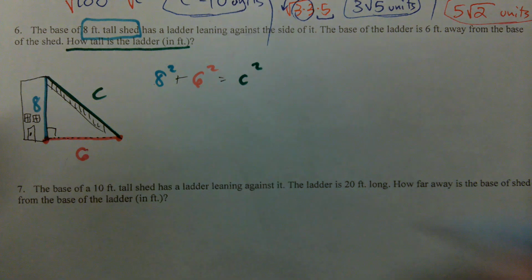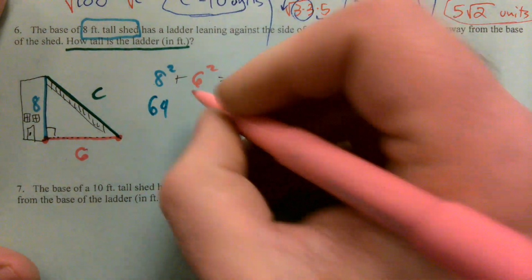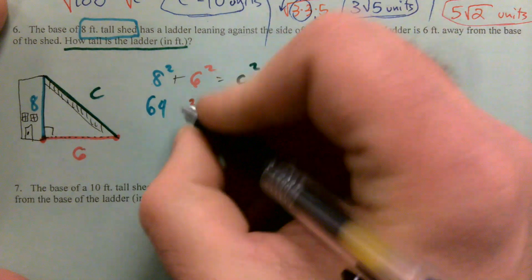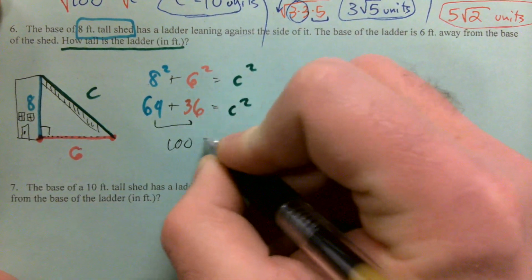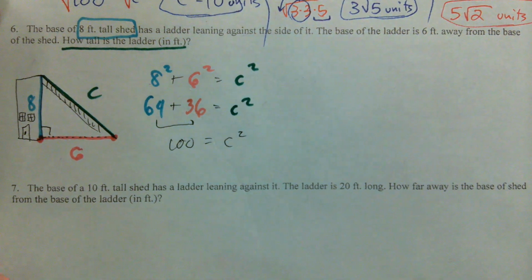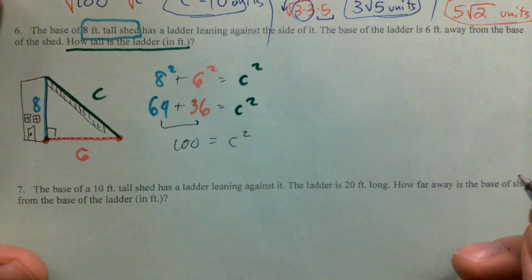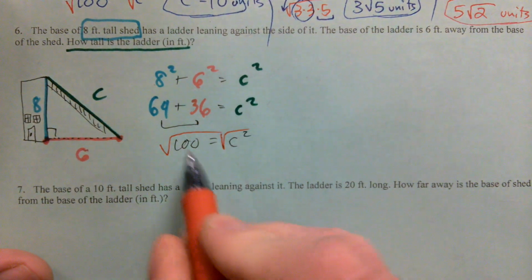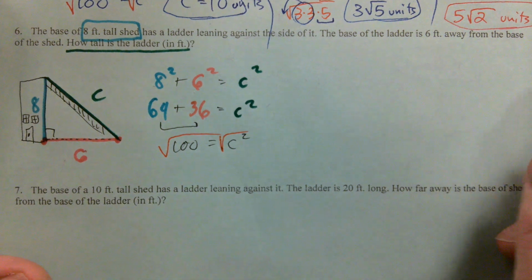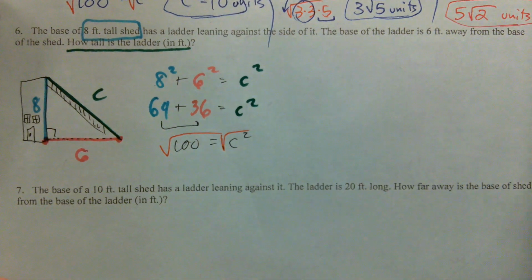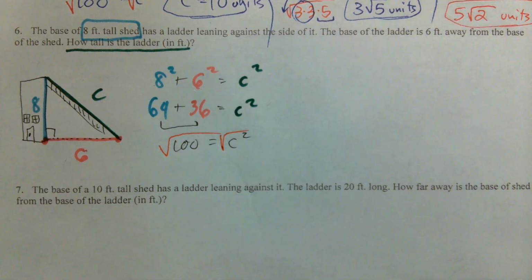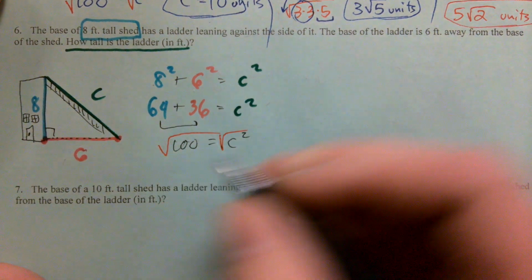All right, 8 squared gives me 64. 6 squared gives me what? 36. Add them together, what do I get? What do I do now? Square root both sides, thank you. What do I know about 100? It is a perfect square. There's a reason we run those blockets. Okay. Square root of 100 is 10.